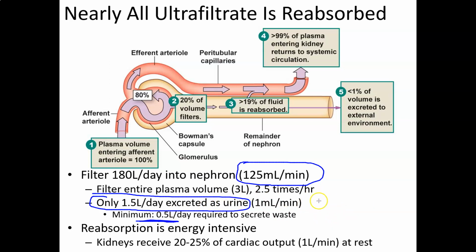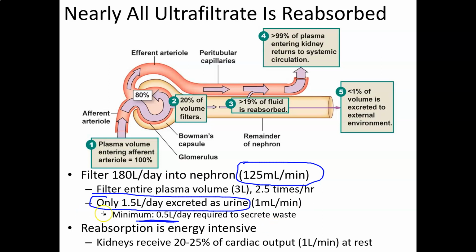And so if you looked at how many minutes are in a day, it's a little less than 1,500. It's a little over 1,400. So if we made a mil of urine a minute, that would be close to 1,500 mLs of urine a day, which is about 1.5 liters.